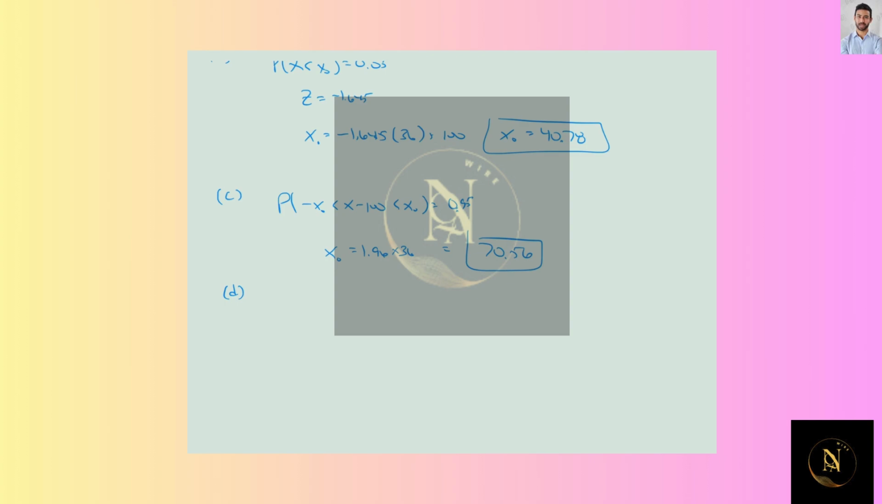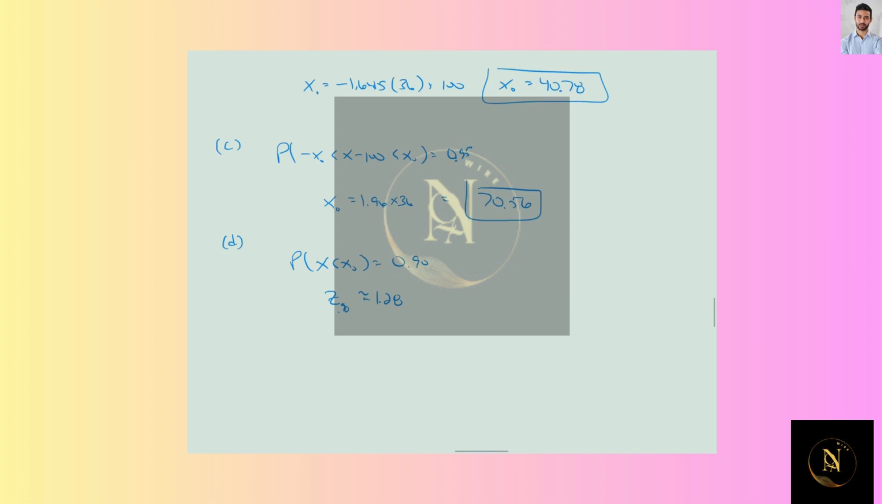Then we want to find the probability that to the left is 0.9. So we go to the z table and we find the z, and that is about 1.28. And then we convert back. X naught would be equal to 1.28 times the standard deviation plus the mean. And that is 146.08.